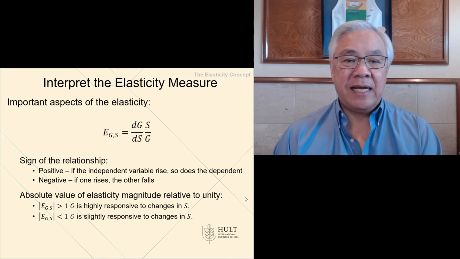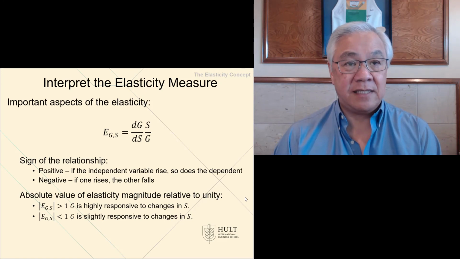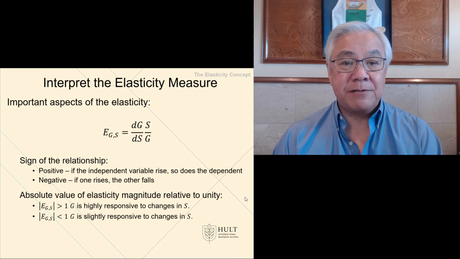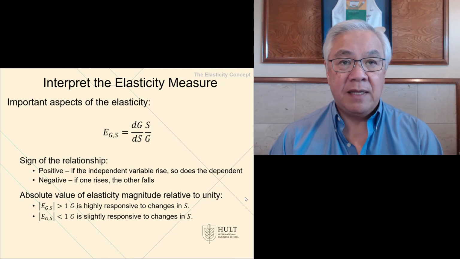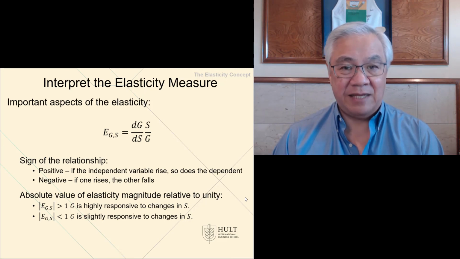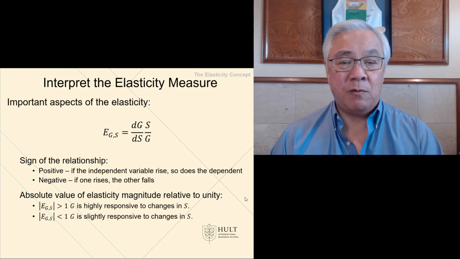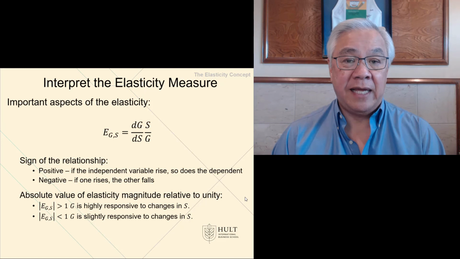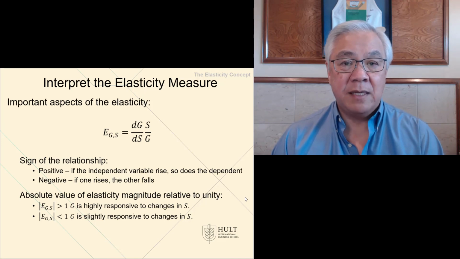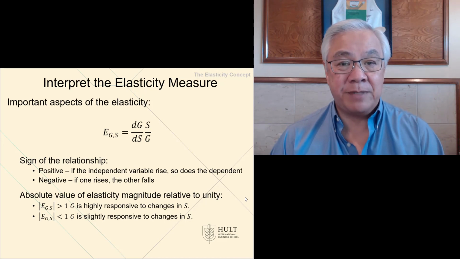All right. Next, the absolute value of the actual measure of elasticity is also important. If the absolute value is greater than 1, then it's highly responsive. If it's less than 1, then it's slightly responsive. Again, these are absolute values, right? So that's how we will be able to use the elasticity and make some generalized comments before we go into actual numbers. We just look at the sign or the magnitude and get some feeling for the responsiveness of that particular measure.